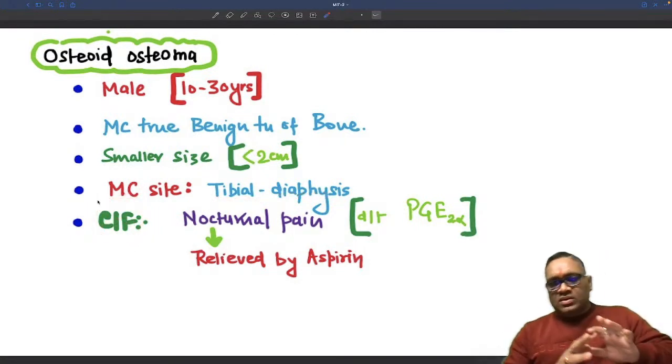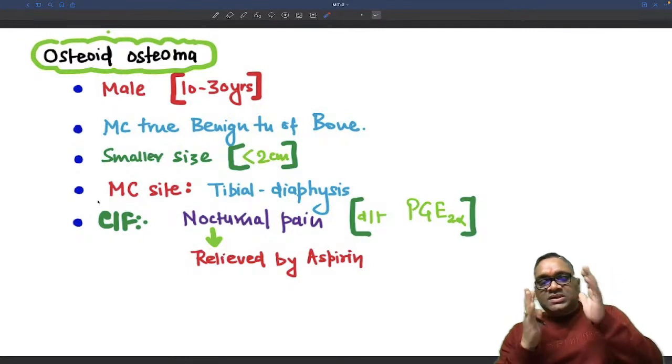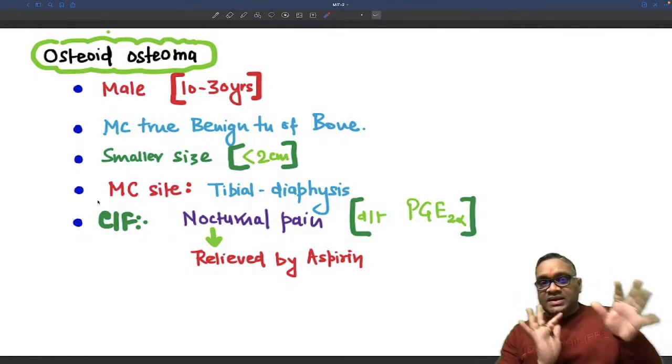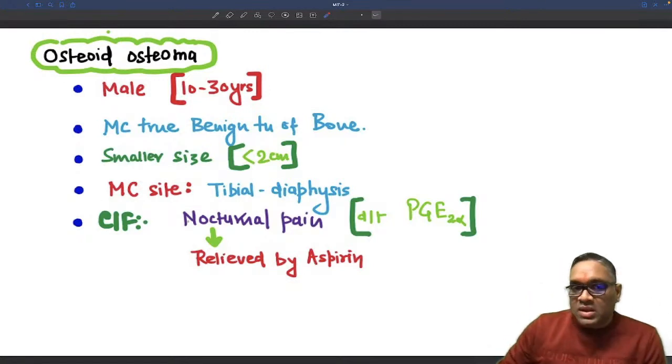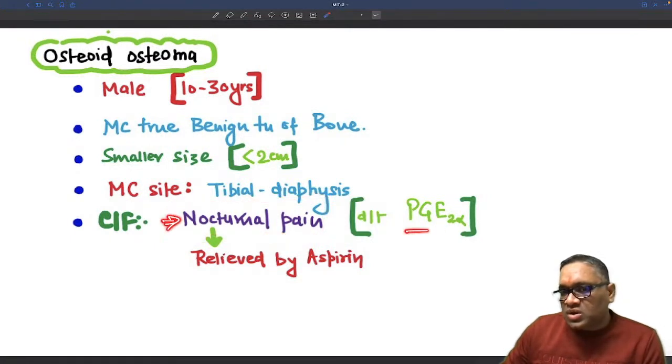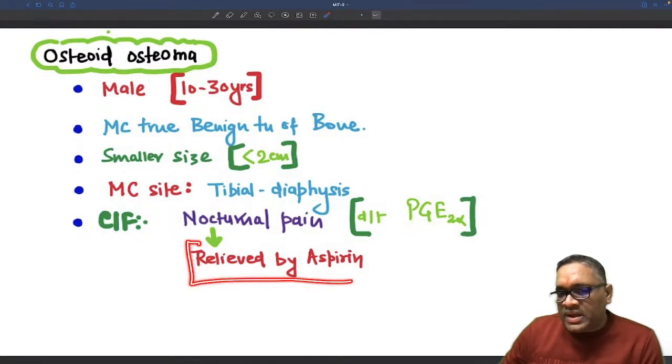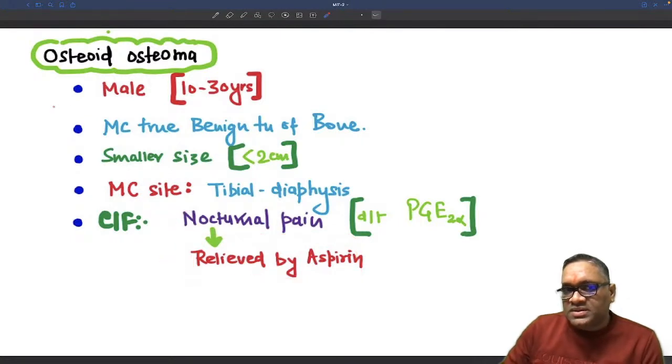See, all these things are okay, but the most characteristic feature of the osteoid osteoma, as I said, the age group will be the younger age group. The patient will be presenting with nocturnal pain. So they will be having pain in the bone during the night time. Why is there nocturnal pain? Because the prostaglandin E2 alpha synthesis will be more, right? And that is why it is relieved by taking aspirin. So nocturnal pain in the bone relieved by taking aspirin is suggestive of osteoid osteoma, right?